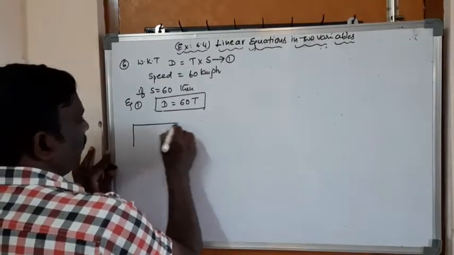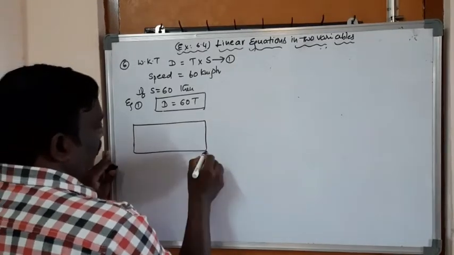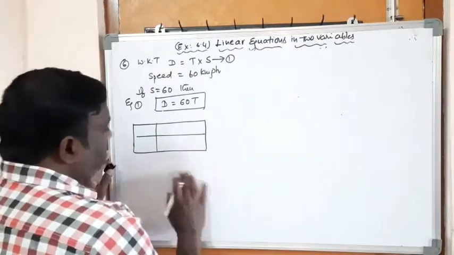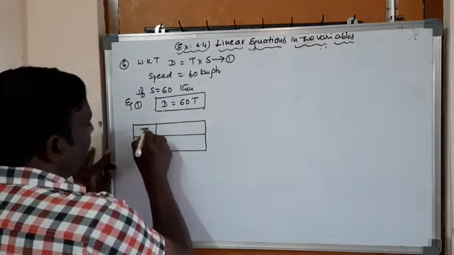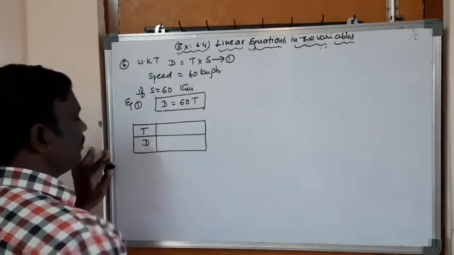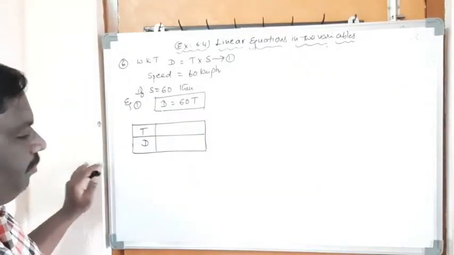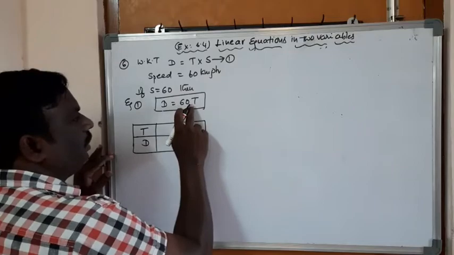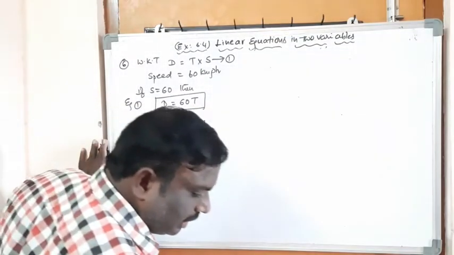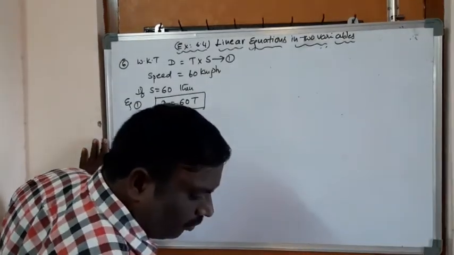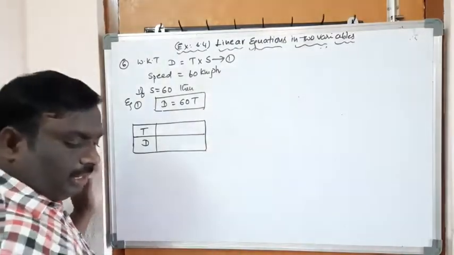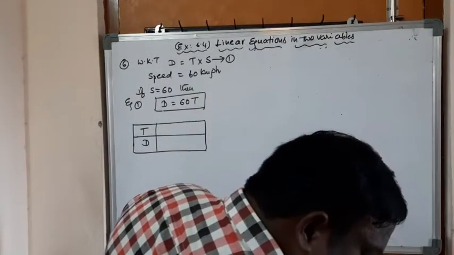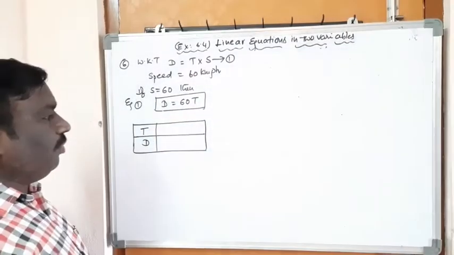Table. In this table we need to take t first, and this is d. Now if t equal to 1 hour, that means why? Because in the question only 1.5 hours, 2 hours, 3.5 hours we have to find the solution. That means find the distance traveled by Samira from the graph only.